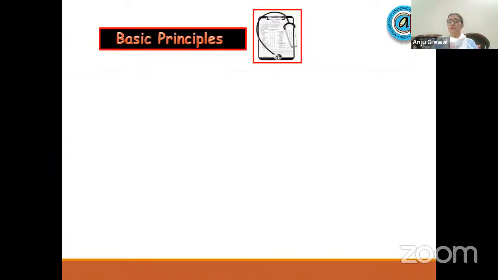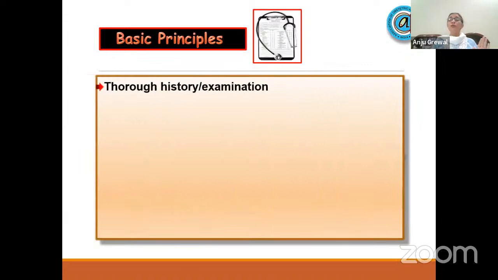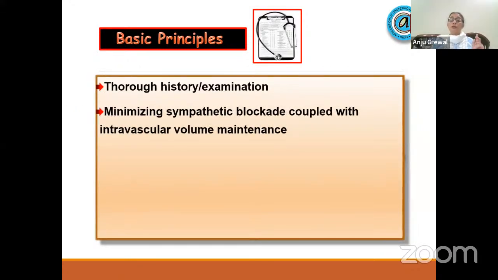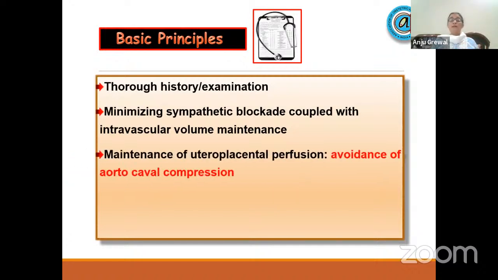So the very broad principles are that we need to do a thorough history taking and a physical examination, come what may. Two, you need to ensure that throughout her peripartum period, especially at times where your interventions are needed, the sympathetic blockade that you're going to put in is minimized, and you are maintaining an optimal preload for her, not too high and not too low. The uteroplacental perfusion is always maintained.